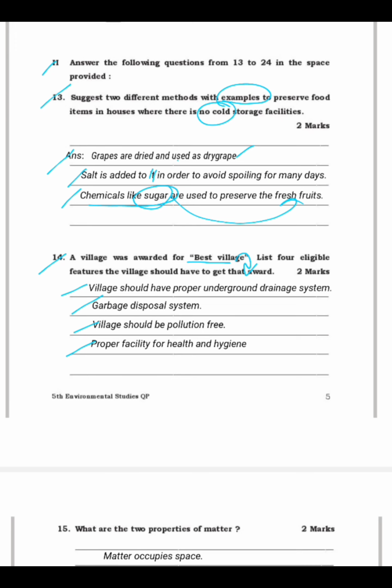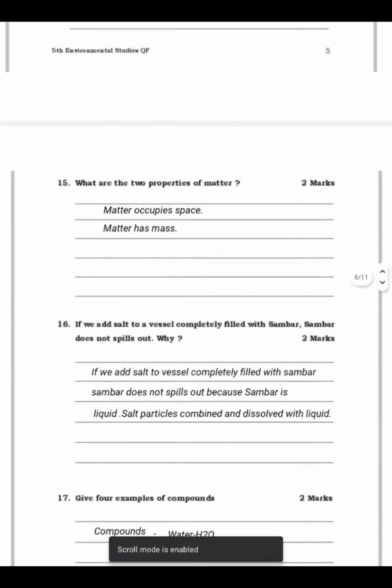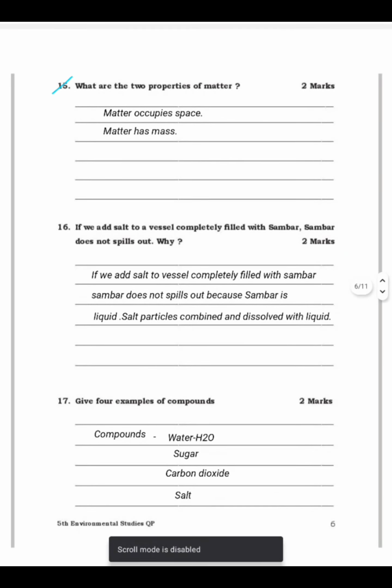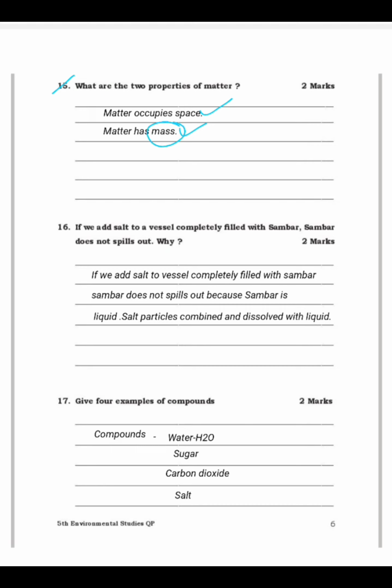Now let's move to question number 15. Yes, so here we have question number 15. What are the two properties of matter? You know the properties of matter, it is very easy. The matter occupies space, matter has mass. So if you take any thing, of course it has a mass, what we call weight, right? Next, matter occupies space. If you keep anything anywhere, it takes some place over there, right? Yes.